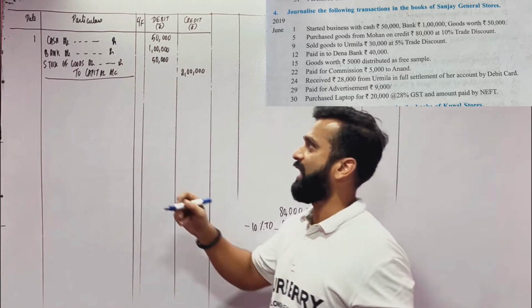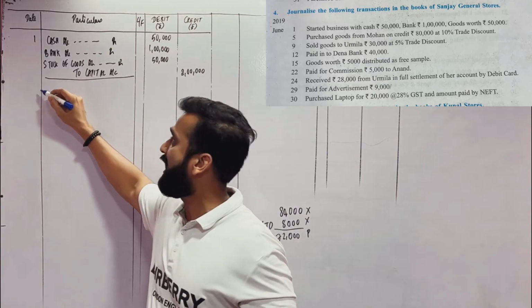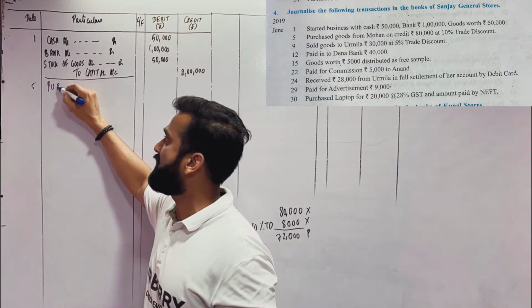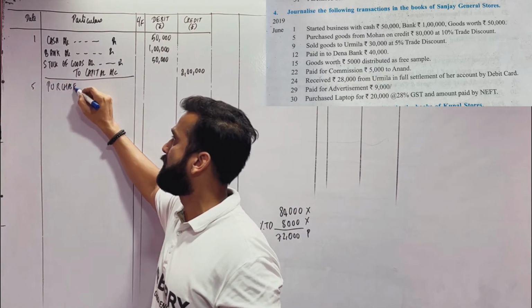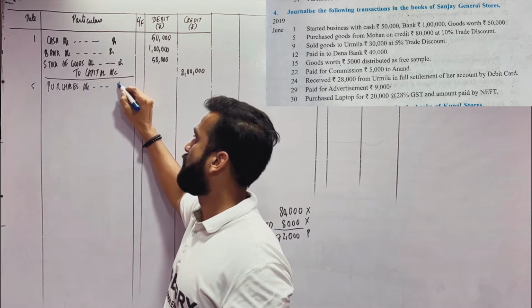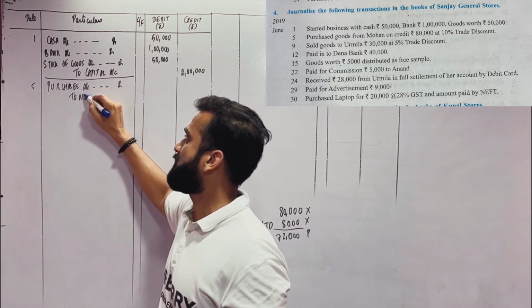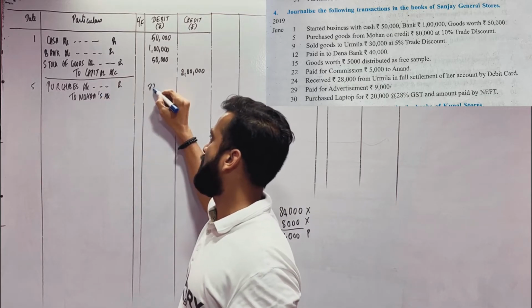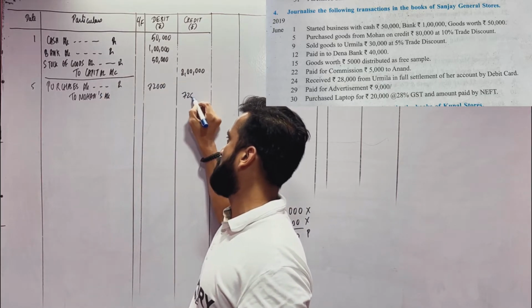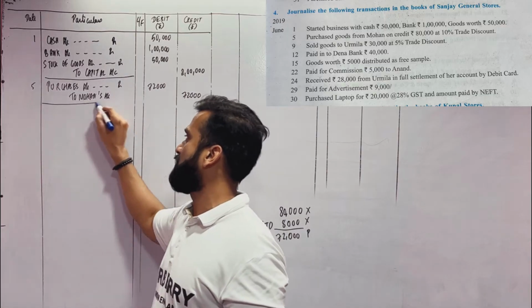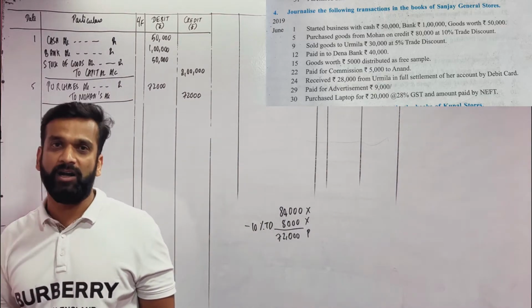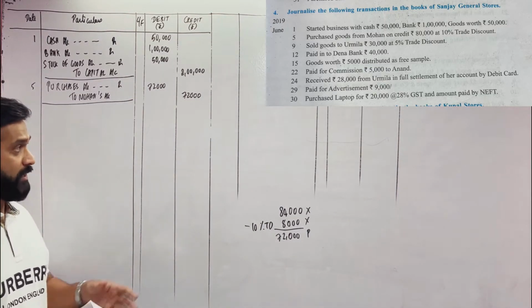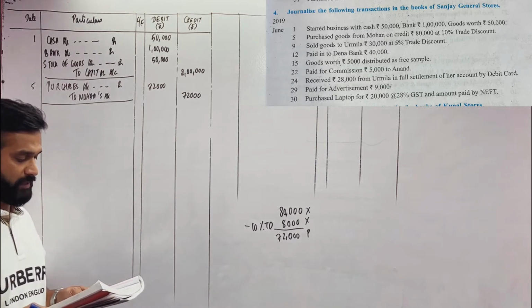So the entry will be, date is 5. Purchases account debit. From whom you have purchased? From Mohan account. So the amount is 72,000 because the trade discount does not appear in the books of accounts. Okay. Now we come to the next entry, that is entry number 3.